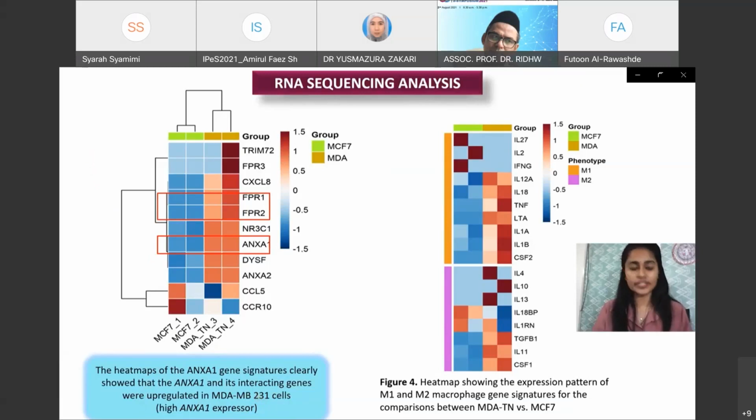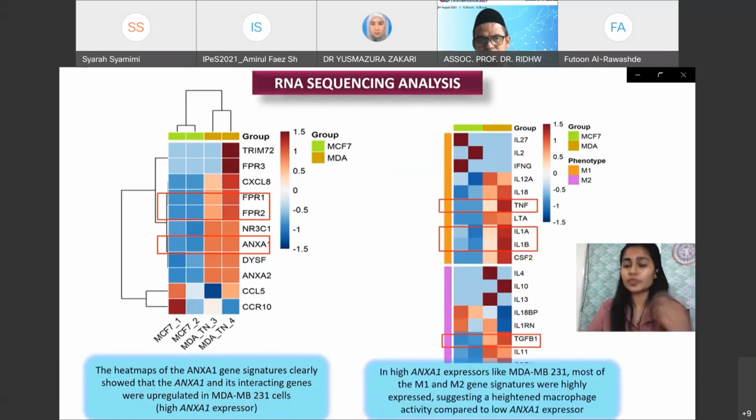In view of the pronounced effect of annexin A1 on oncoimmunity, we questioned if annexin A1 orchestrates the cell fate of macrophages to favor either pro or anti-inflammatory immunity in the tumor microenvironment. We therefore interrogated the expression trend of various mediators related to tumor-associated macrophages, mainly tumor necrosis factor alpha, interleukin-1 alpha, interleukin-1 beta, and also TGF beta. In high annexin A1 expressors like MDA-MB-231, the M1 and M2 gene signatures were overly expressed, suggesting heightened macrophage activity compared to the low annexin A1 expressor, the MCF7 cell line.